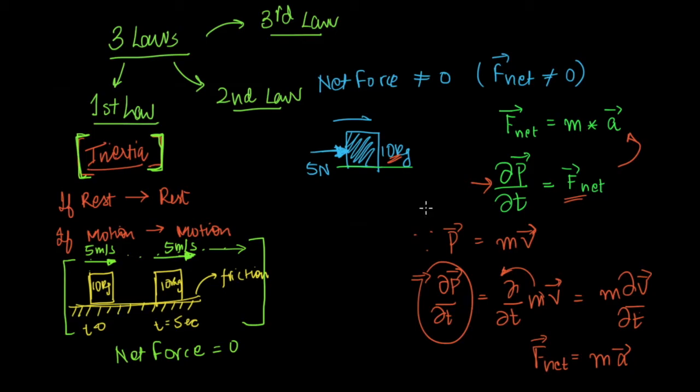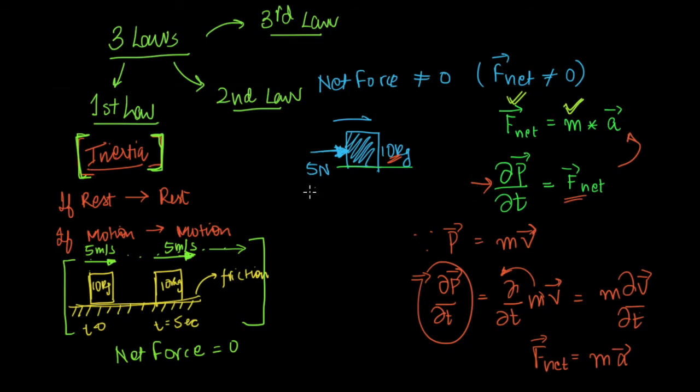There are many ways to go about it, but this is the law that he came up with, and we can use this law in order to study what happens to the box. So we know the force is 5 newtons, so we know this part of the equation. We also know the mass of the box is 10 kilograms, so we also know this quantity right there. Therefore, we can figure out what the acceleration is going to be.